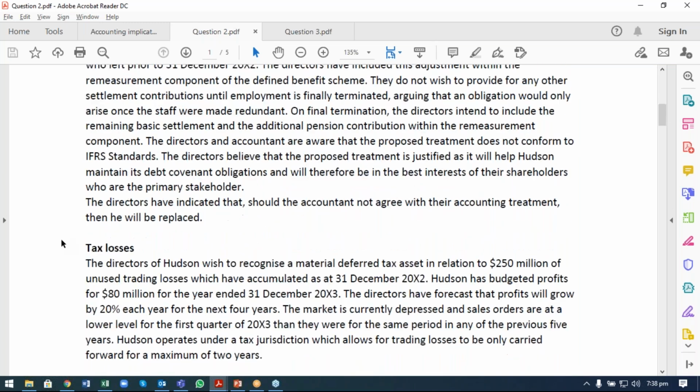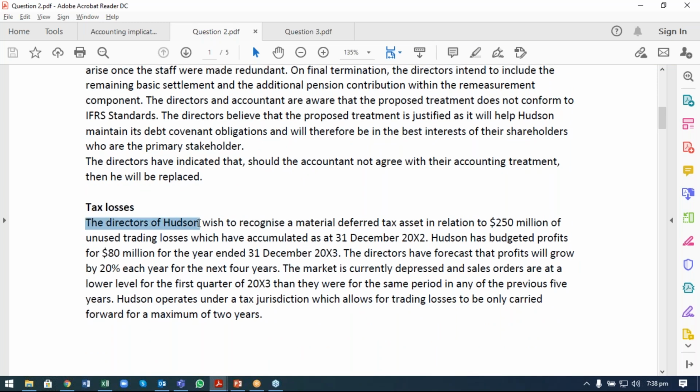Next situation is related to the tax losses. The directors of Hudson wish to recognize a material deferred tax asset in relation to 250 million of the unused trading losses which were accumulated at 31st December 2002. So this section is with respect to IAS 12 taxation standards. So we'll be looking into two standards. One is IAS 19 employee benefits, and second one is IAS 12 taxation.